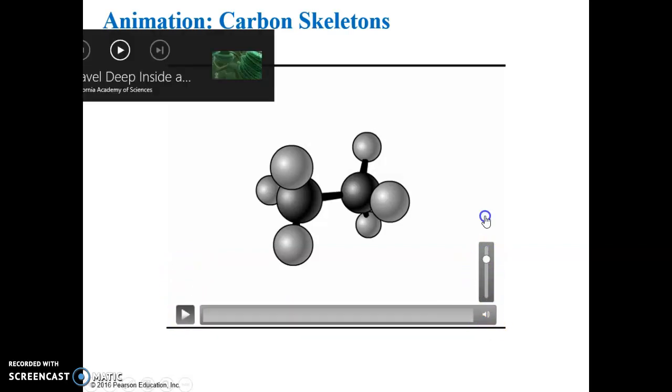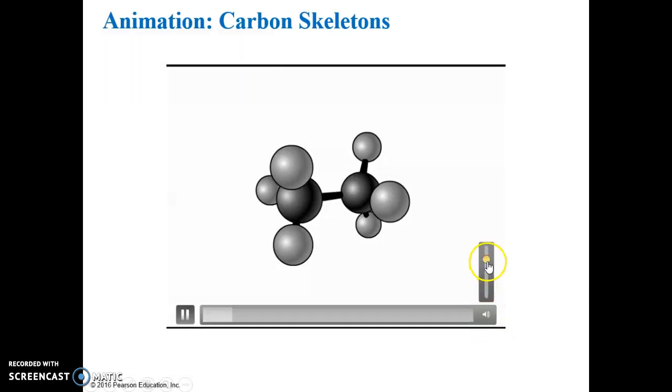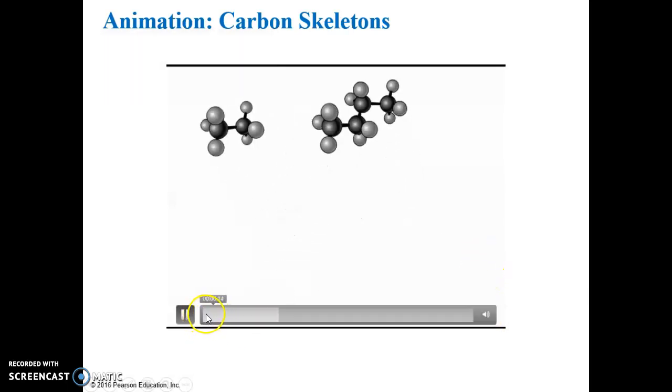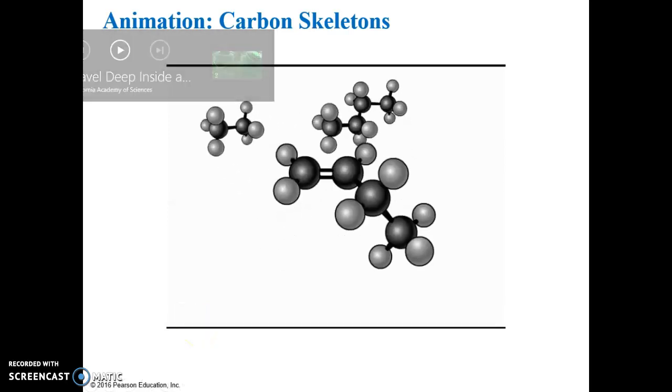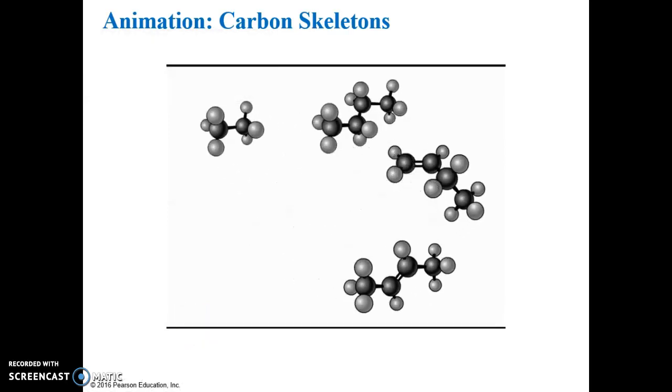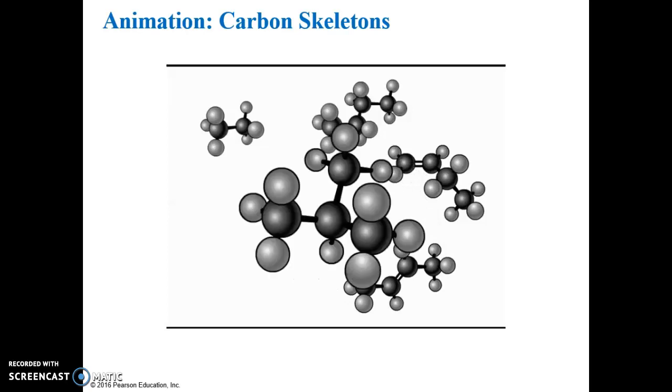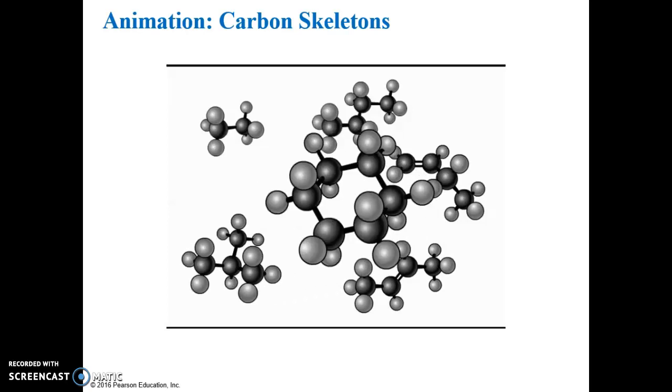Hopefully it will play for us. There you go. Organic molecules may vary in length, and the carbon backbones of organic molecules may vary in length and in location of single and double bonds. Molecules may be straight or branched, and may even contain rings of atoms.